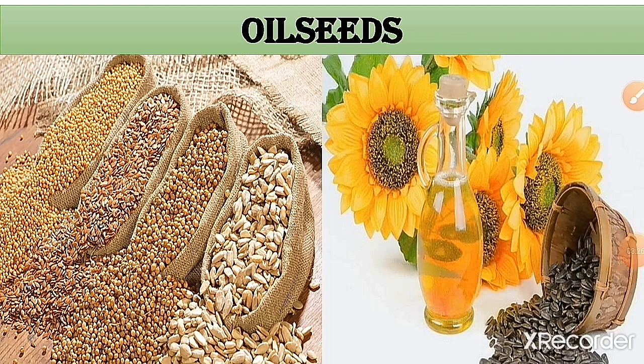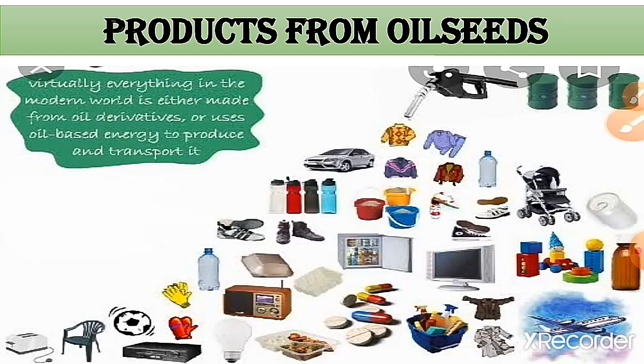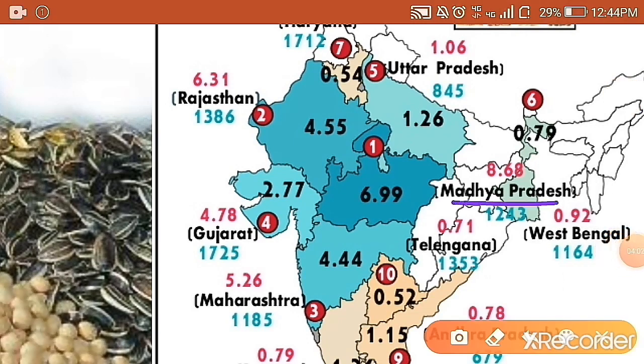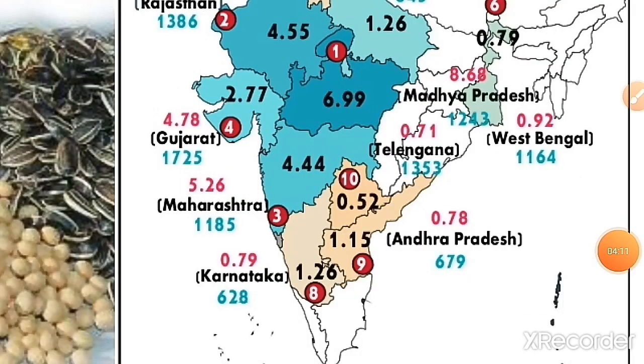Next, oil seeds. Oil seeds, the premier source of fat in the Indian diet, are derived from a number of crops like groundnut, mustard, sesame, sunflower, etc. These provide oil and oil cake which are used for making lubricants, varnish, medicine, perfume, candles, soap, etc. The major producers of oil seeds are Madhya Pradesh, Gujarat, Maharashtra, Telangana, Uttar Pradesh, Rajasthan, etc.